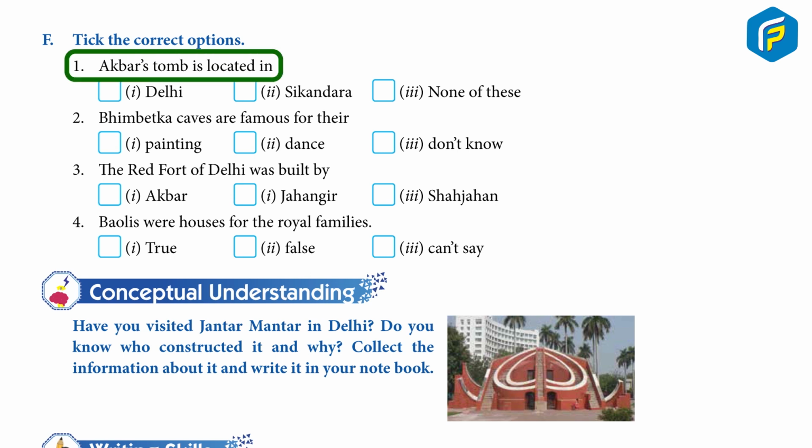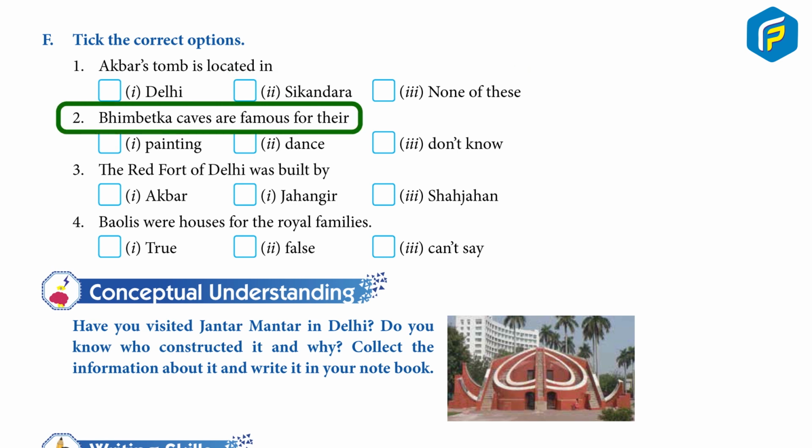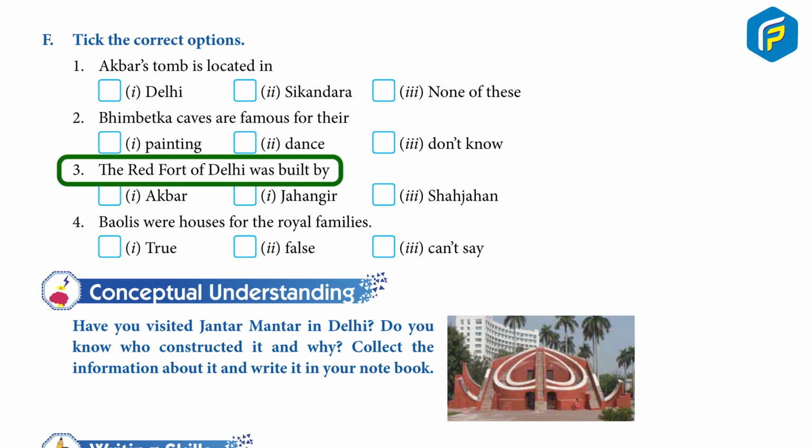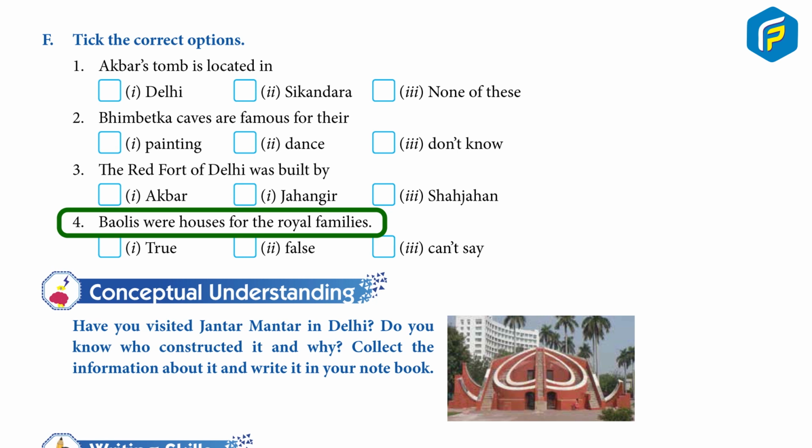F. Choose the correct options. 1. Akbar's tomb is located in 1. Delhi. 2. Sikandra. 3. None of these. 2. Bhimbetka caves are famous for their 1. Painting. 2. Chant. 3. Don't know. 3. The Red Fort of Delhi was built by 1. Akbar. 2. Jahangir. 3. Shah Jahan. 4. Balls were houses for the royal families. 1. True. 2. False. 3. Can't say.